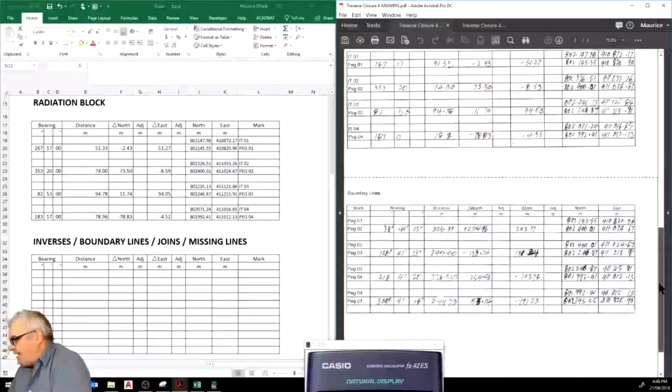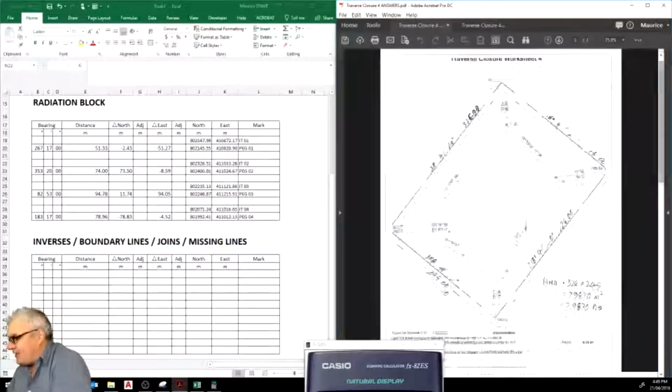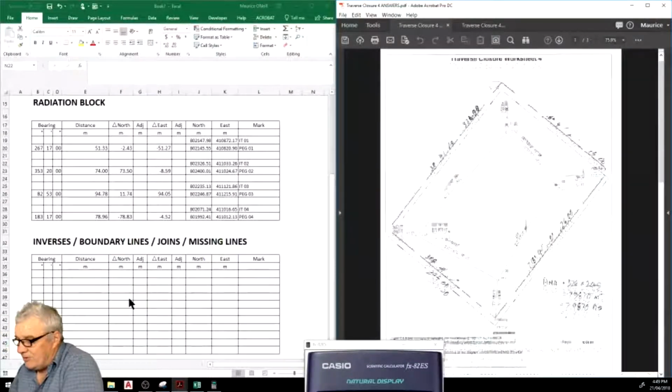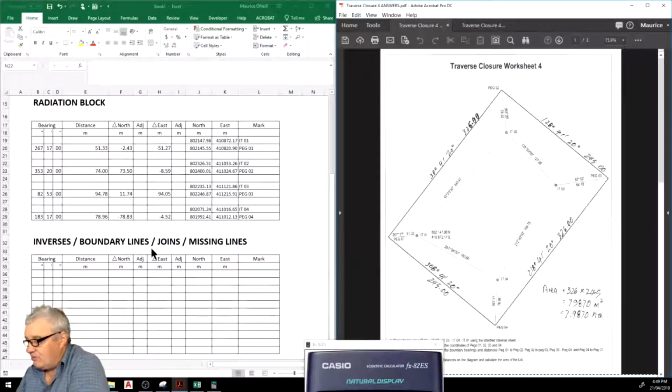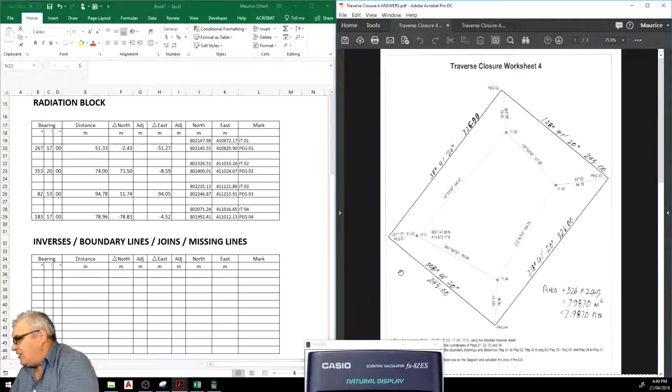Now, this is the paper one here. So I've got the answer here. I better see how good I get. Okay, so what I'm going to do is, so we don't have all, these are called inverses, boundary lines, joins or missing lines. So we don't have any bearings. We're actually going to now calculate the bearing and distance from PEG 1 to PEG 2.